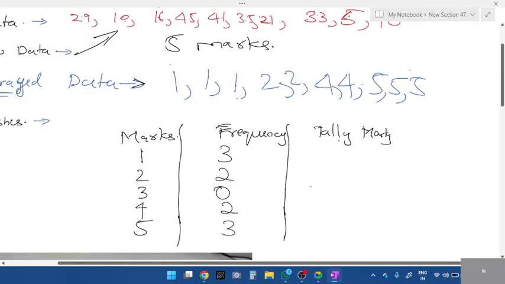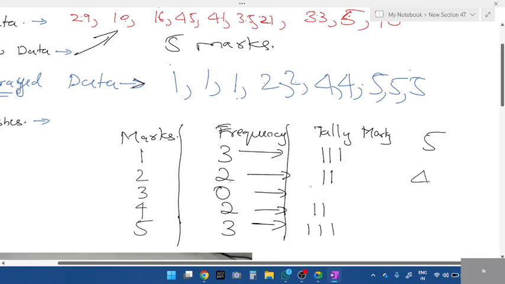3. Tally marks is nothing but whatever frequency is given, just draw lines. If 3 is given, 3 lines. For 2, how many lines? 2. For 0, empty. For 3, it is 3. Up to 4 it is fine. See, for 4 you draw like this: 1, 2, 3, 4. But when it comes to 5, the fifth line should be a strike on this. Is this clear?